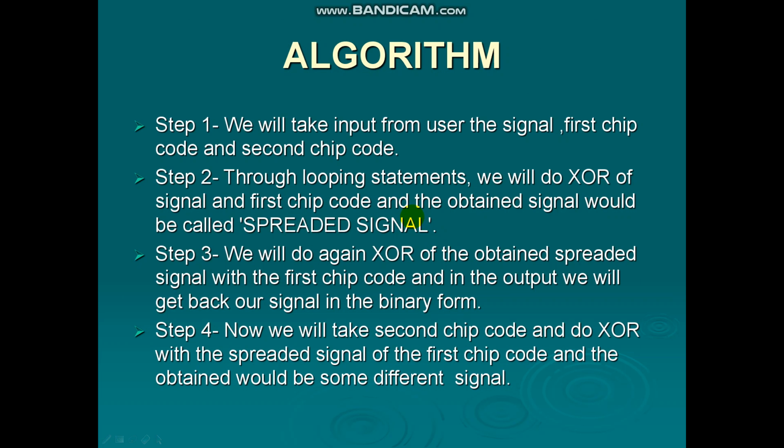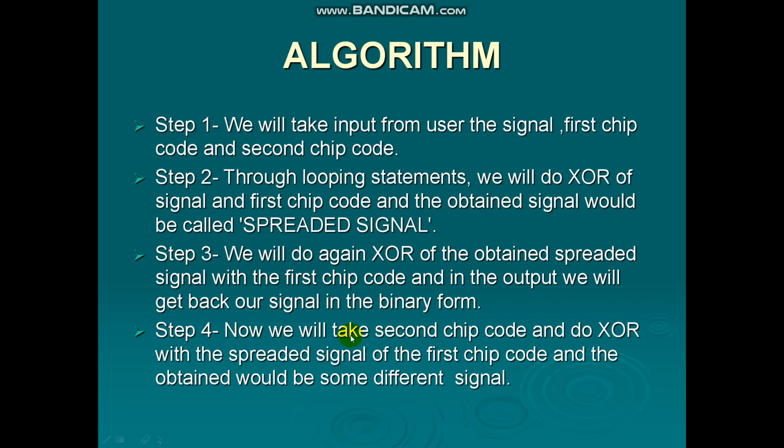So here comes our main part, the algorithm for the DSSS technique C++ program. In step 1, we take the input from the user: the signal, the first chip code and the second chip code. Through looping statements, we perform the XOR operation of the signal and the first chip code, and the signal obtained is called the spread signal. In step 3, we again perform the XOR operation of the first chip code with the spread signal, and we get back our signal in binary form, the same as sent by the user.